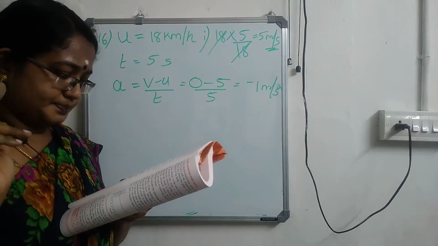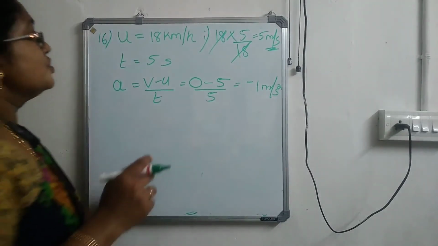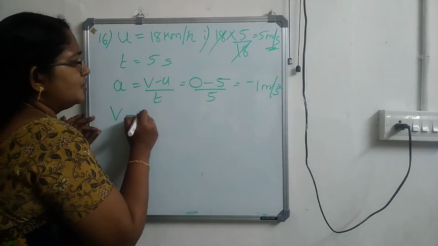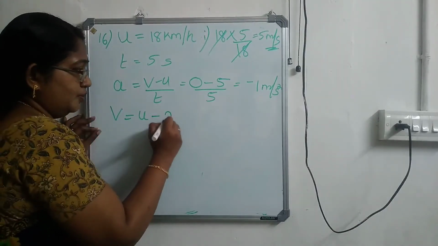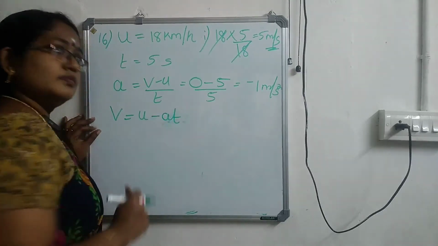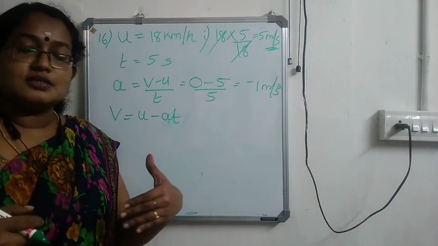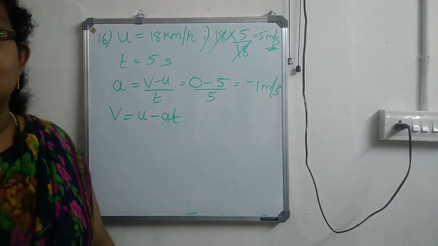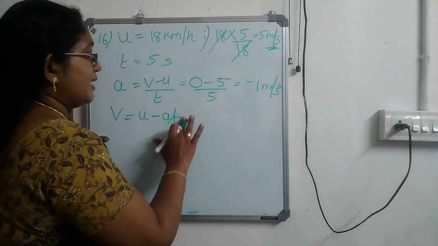Now the next one. Speed of the car after 2 seconds of applying the brake. So what is the speed after 2 seconds of applying the brake? So you can use the equation V is equal to U minus AT, isn't it? Brakes were applied and the body stops. So that is the question. After applying the brake and after 2 seconds, what was the speed of the body? So V equal to U minus AT.